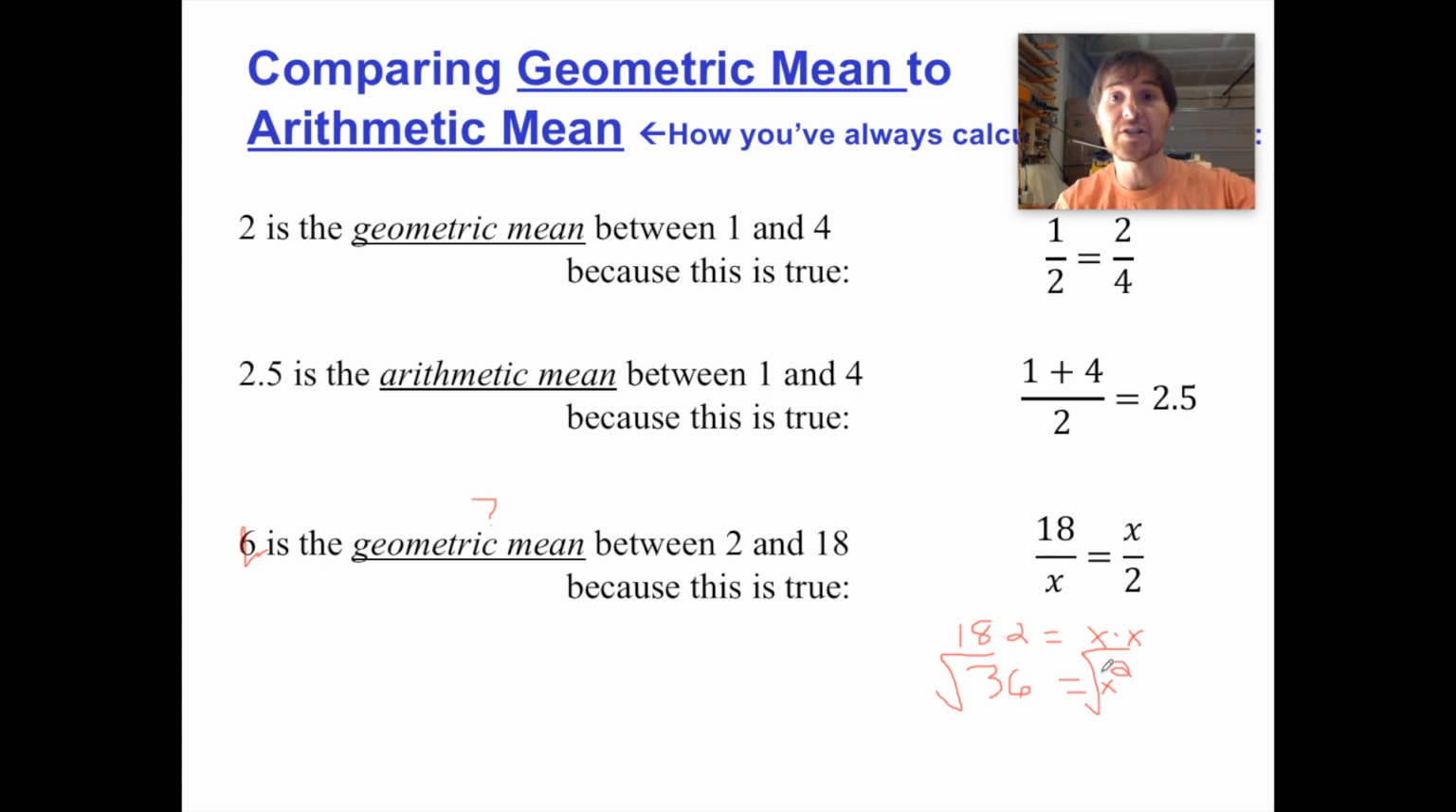But if you were paying attention to the last slide, a geometric mean is always a positive value. It's just defined for positive integers here. So even though I'm doing the square root of 36 here, normally I'd have to put a plus or minus in front of this because x could either be -6 or +6, right? -6 times -6 would also be 36. But because geometric mean is just defined for positive values, there's your geometric mean right here. It's got to be 6. 18 to 6 is the same as 6 to 2. That's how you're going to solve these algebraically.